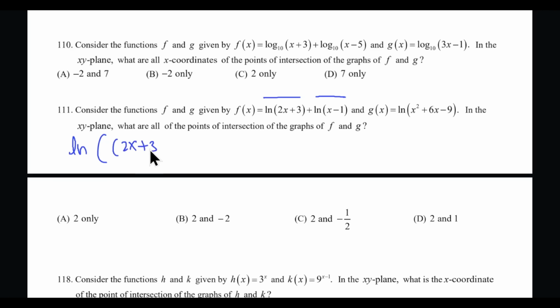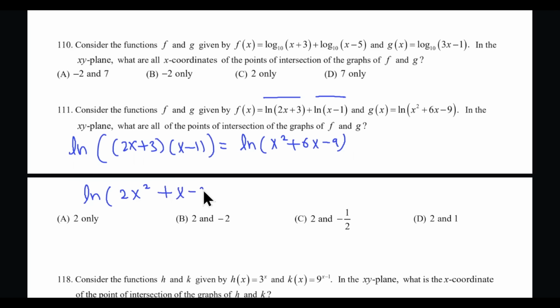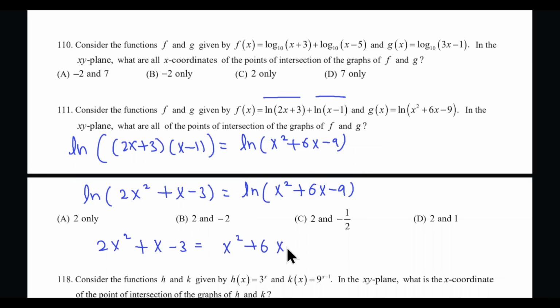So it will be 2x plus 3 and x minus 1 is equal to ln of x square plus 6x minus 9, which means that ln of 2x square plus x minus 3 is equal to ln of x square plus 6x minus 9. If ln of something is equal to ln of another thing, it means that those two guys are equal to each other. This would mean that 2x square plus x minus 3 will be equal to x square plus 6x minus 9.